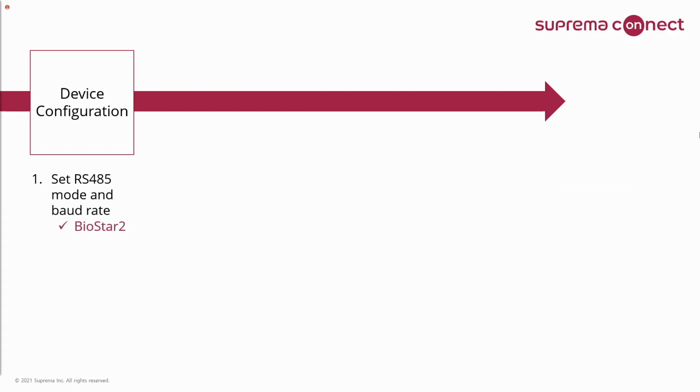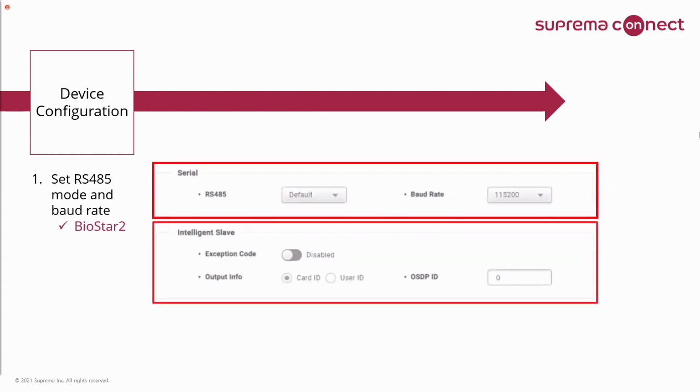Let's check the options for RS485 connection. After connecting the Suprema IP-based device to BioStar 2 software, check the serial item in the device setting. In the serial menu, you can set RS485 and baud rate. Please note that RS485 mode should be default in the case of intelligent slave that outputs only the authentication result to OSDP. When a device is connected to access control panel, the device firmware internally switches to intelligent slave mode.